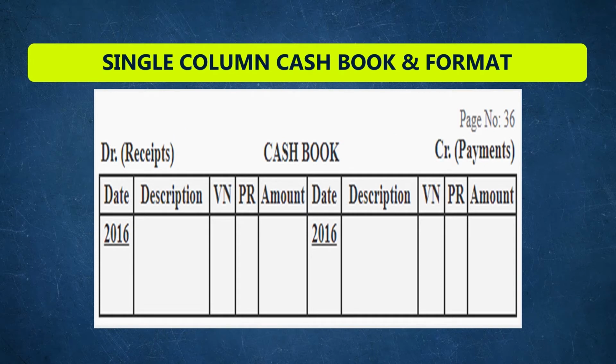So here friends, if you see the format of the cash book, in the debit side you have 5 columns. First one is date column, then description, then voucher number, then page reference, then amount. These are the 5 columns: first, second, third, fourth, fifth. Likewise, in the credit side again we have 5 columns: date, description, voucher number, page reference and amount. So this is the format of single column cash book.